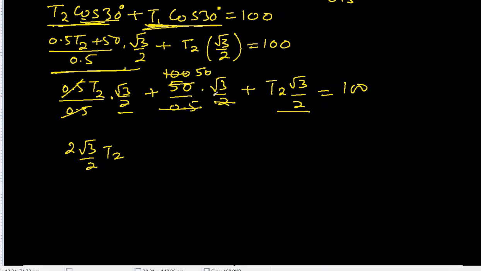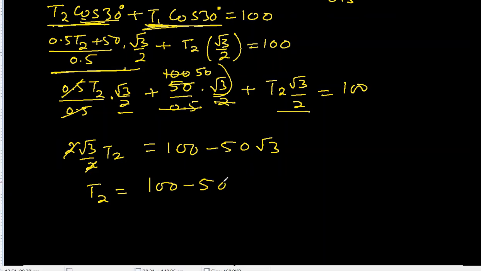This is 50 square root 3, which we'll take to the right side: 100 minus 50 square root 3. 2 and 2 cancel. So T2, which they asked us, is equal to 100 minus 50 square root 3 over square root 3. Now let's use our calculators to just quantify this.